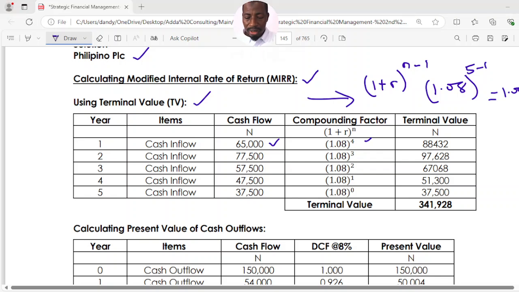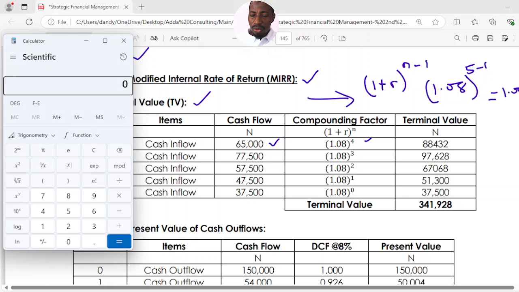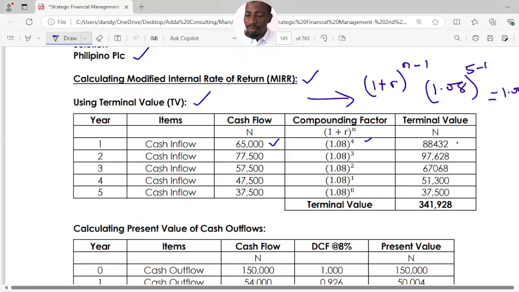Therefore, I will then bring out the calculator. I will say 1.08 raised to power 4 equal. So what I have in my calculator, I will not restrict my number, what I have in my calculator multiplied by the cash flow of that year, 65,000 naira. So this produces 88,432. That's the 88,432 you are seeing here. Again, I'm done with the first year. I will go to the second year.